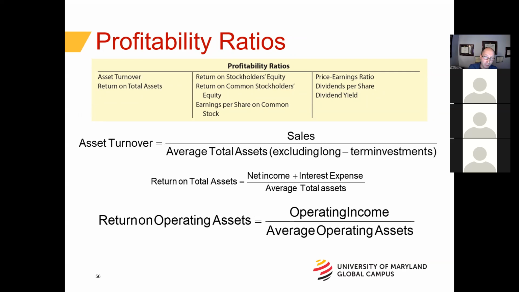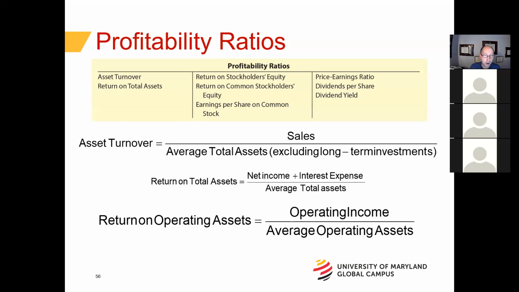In order to find this, we take our total sales, total revenue, right? Divided by, you find that on the balance sheet. I'm sorry, the income statement. Sales is on the income statement. That's total revenue. Take your total revenue divided by the average total assets. When you hear average total assets, remember the word average. This excludes long-term investments. Sales divided by average total assets.